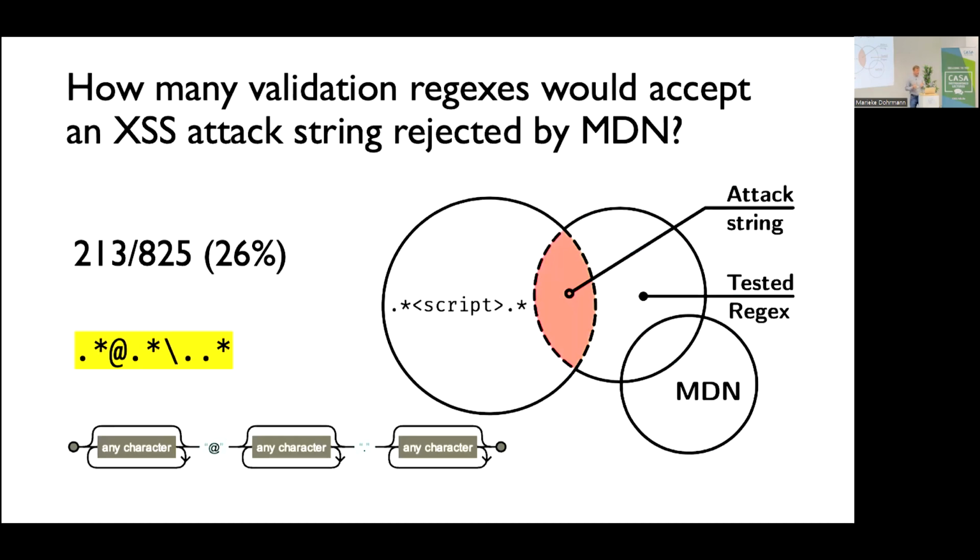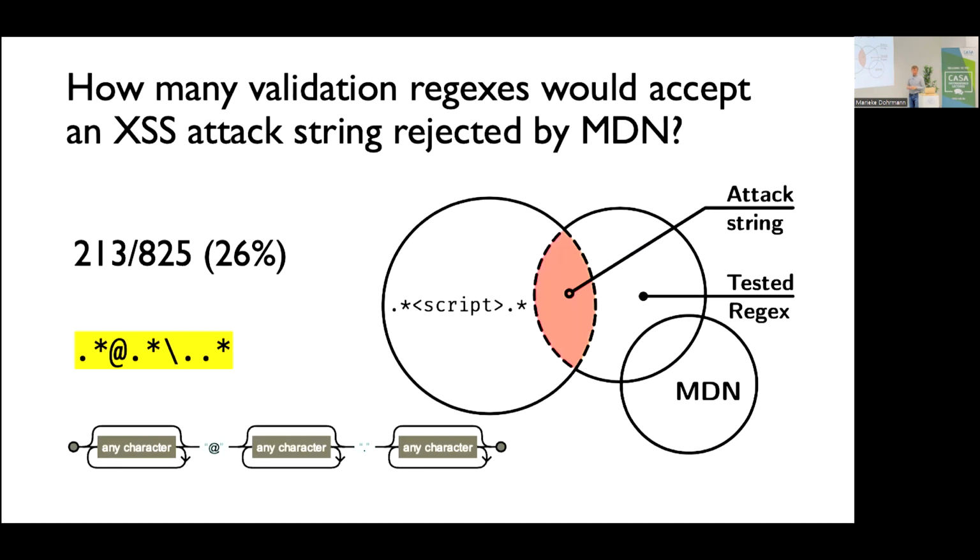Now, let's ask a couple of questions about those patterns. The first one would be quite basic. Essentially, how many of them would accept an XSS payload? Since they do, clearly, they would be outside of the MDN. So this is a kind of simple Venn diagram. MDN expressions don't allow XSS payloads, the sanitizing.